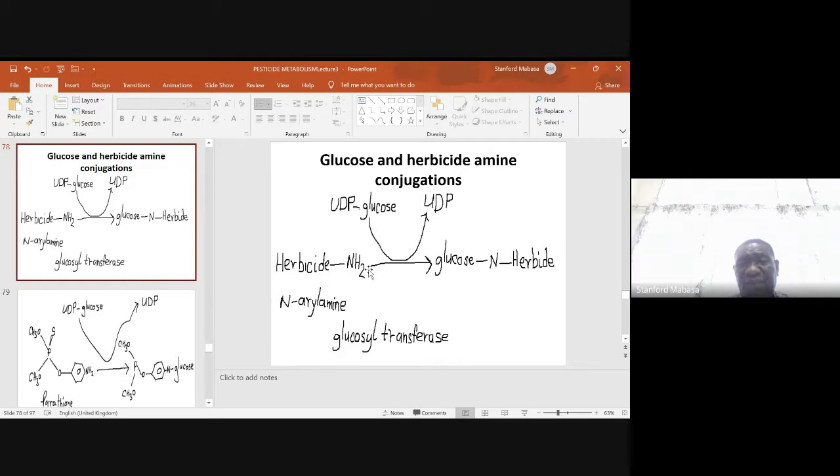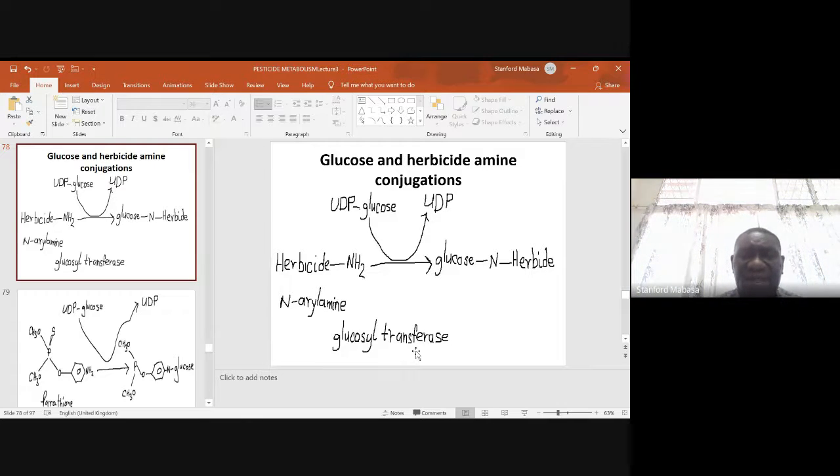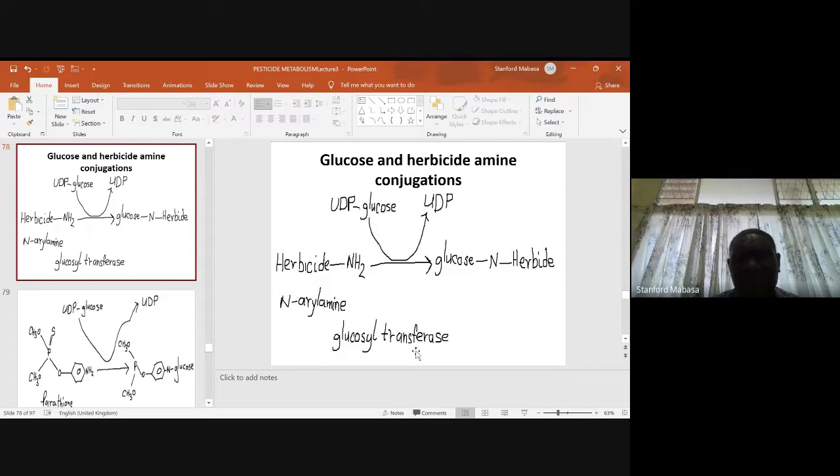We can also have the herbicide carrying an amine group. Then glucose, once again, is donated. Then we have a structure known as glucose N herbicide as a result of this reaction under the influence of glycosyl transferase. And the glucose is donated again by UDP glucose.